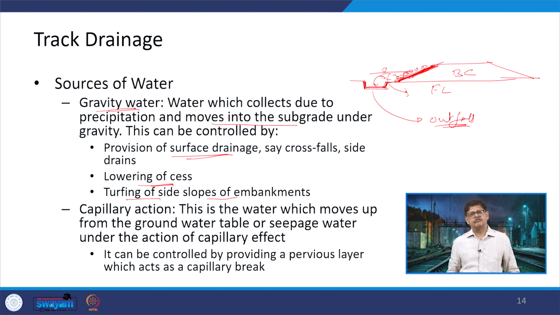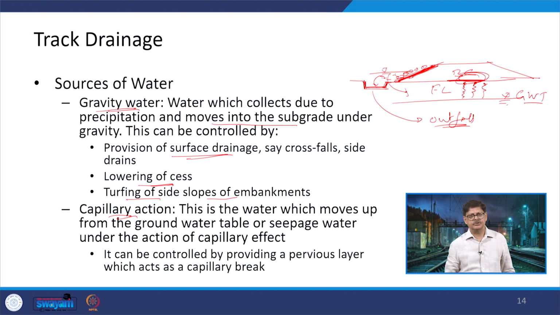Now, another way of water coming in is capillary action. Say there is this level where the groundwater table is. Now, if this comes very near to the subgrade level here, then there is a possibility that this water will start moving in the upward direction. And if this water starts moving up, then slowly the properties of the material here are going to face problems. They will get reduced in terms of the required values.